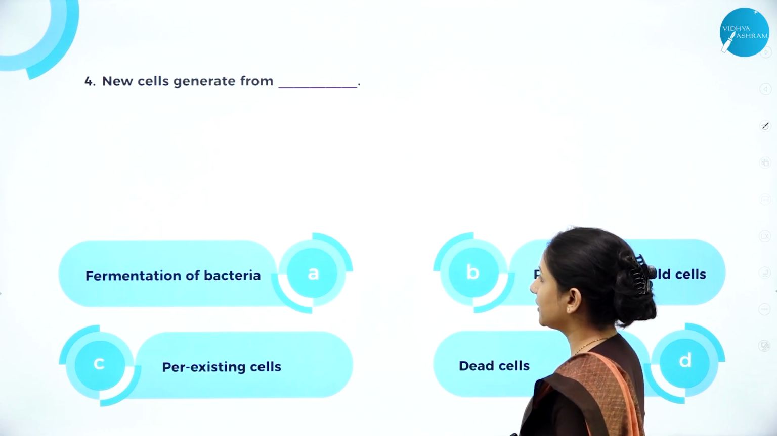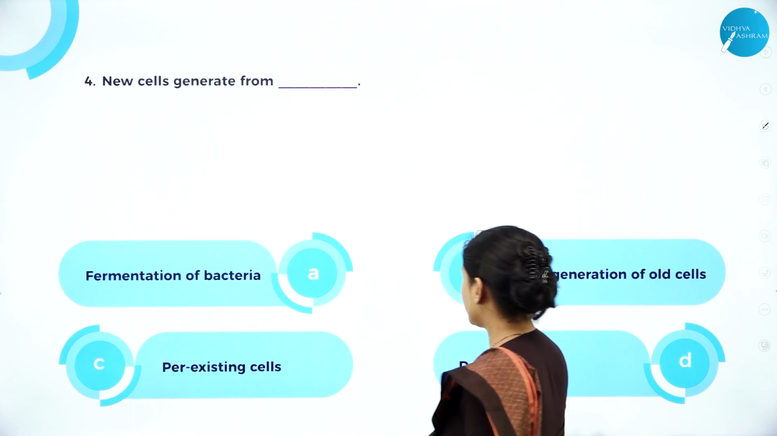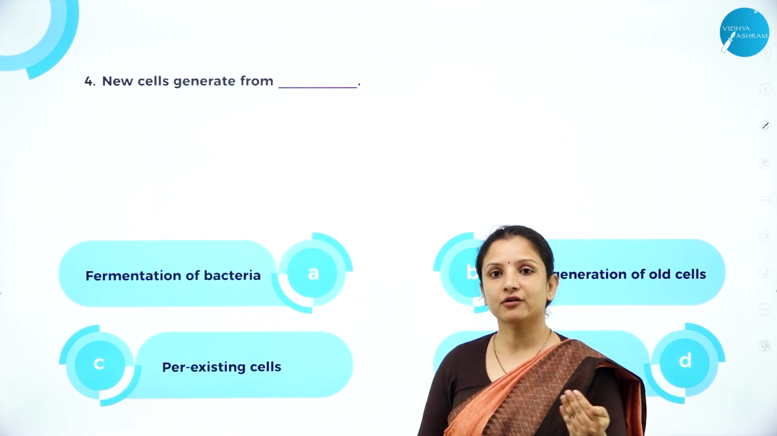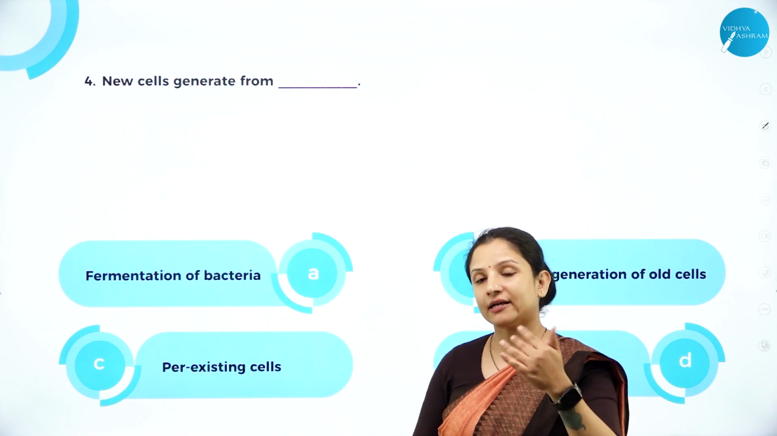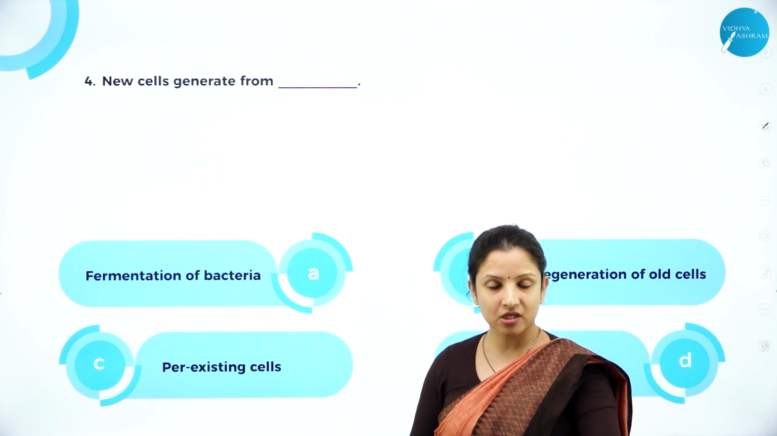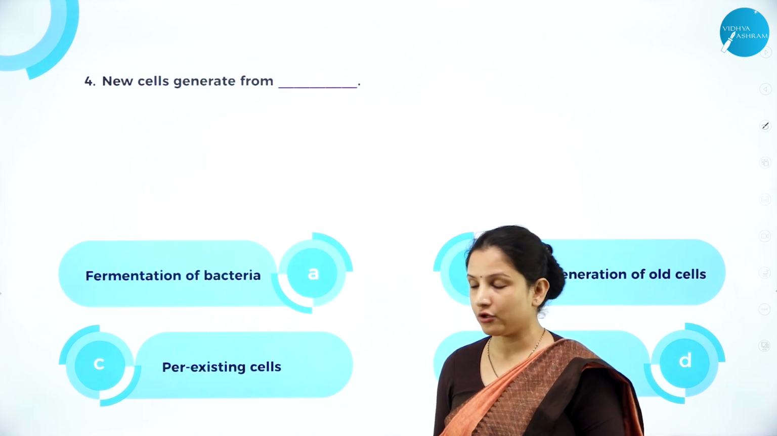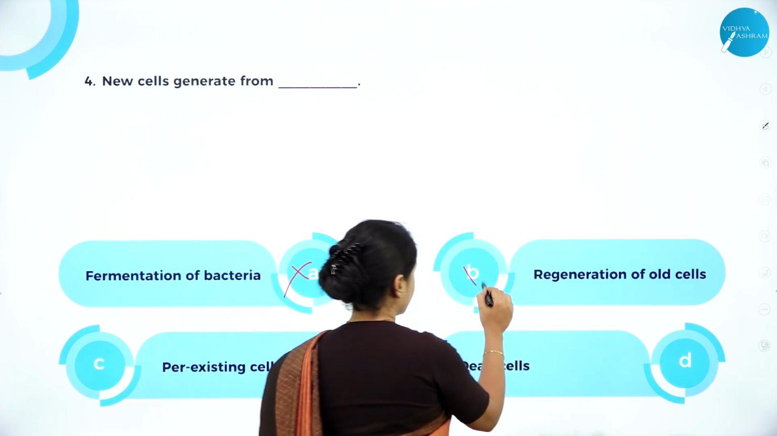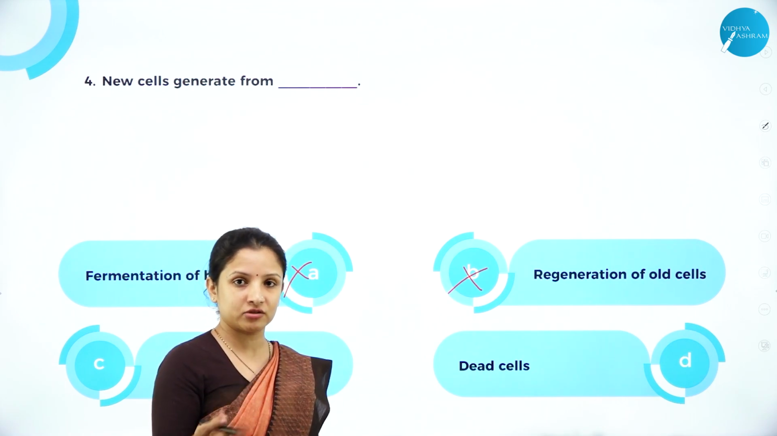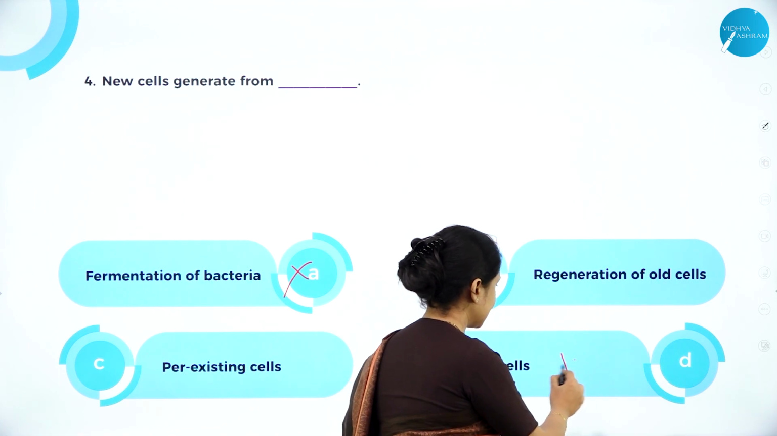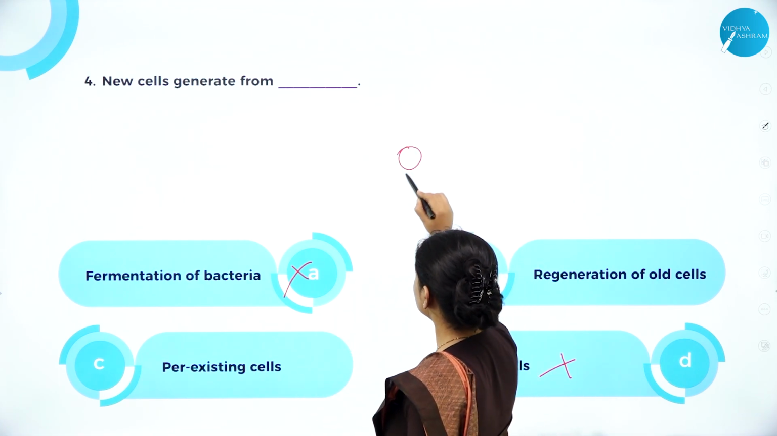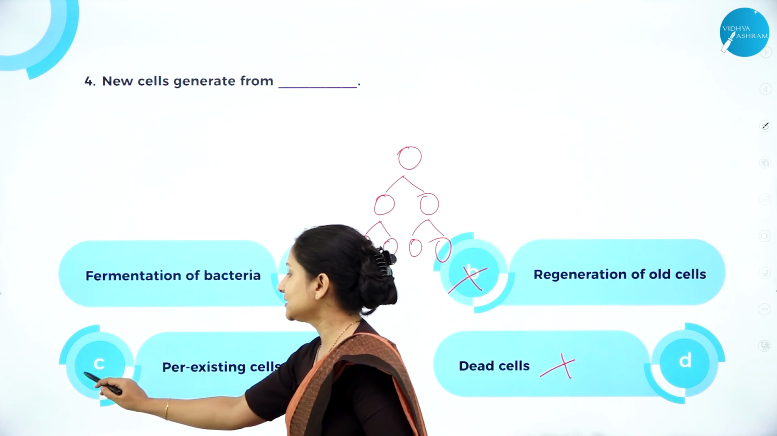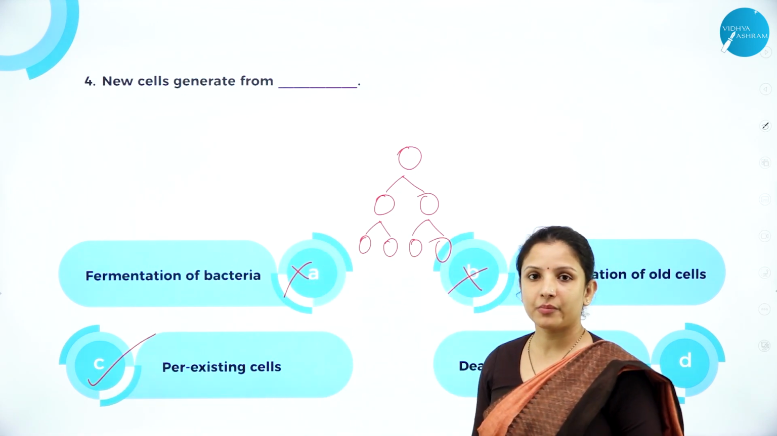New cells generate from dash: fermentation of bacteria, regeneration of old cells, pre-existing cells, dead cells. Fermentation of bacteria, yes, earlier, before the advent of the microscope, some hypotheses were put forward, that new organisms generate from the dead, by the fermentation of bacteria and all that. But that is actually wrong because new cells do not generate from fermentation of bacteria. They do not regenerate from old cells. They do not come from dead cells also, but they come from pre-existing cells, wherein the division of those pre-existing cells takes place. So that is how they are formed. So option C is the right answer here, and the statement was given by Rudolf Virchow.